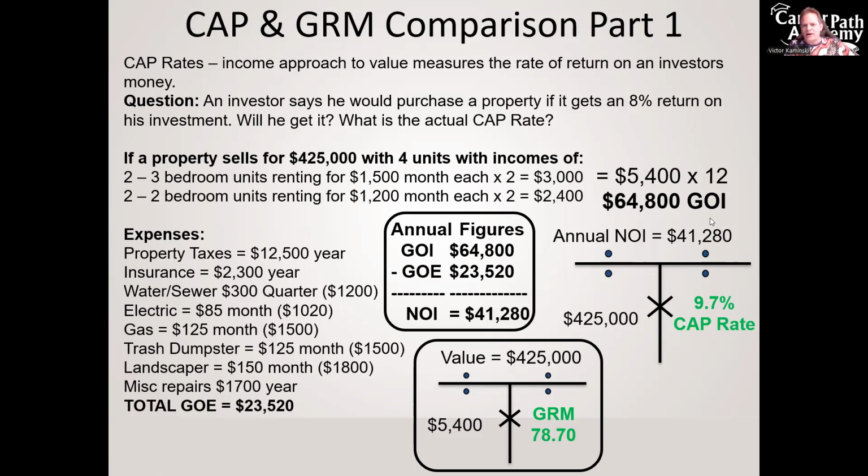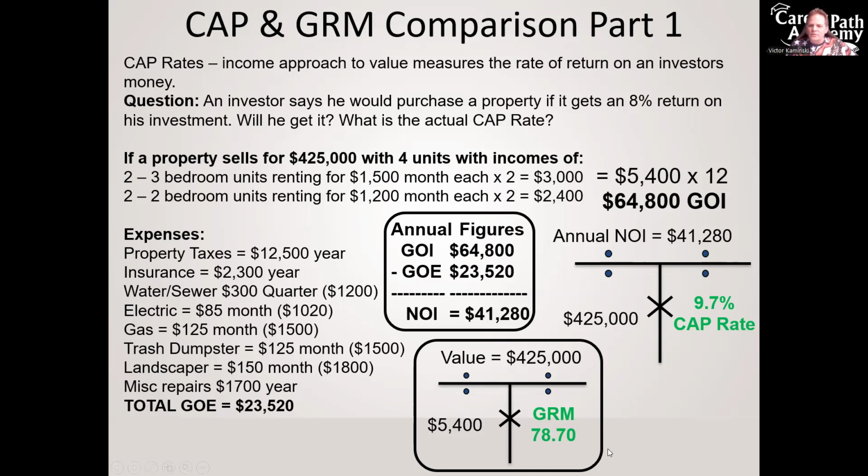So we need to have our annual income and our annual expenses, and you subtract that from the income, and you're left with the net. And then that goes up there. And then you put the property value down there to figure out the cap rate. For figuring out the GRM, you put the property value up top, and the gross monthly income down the bottom.